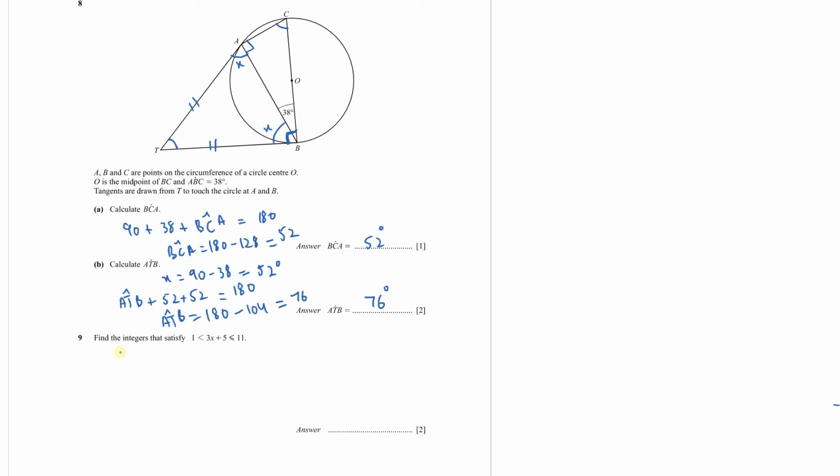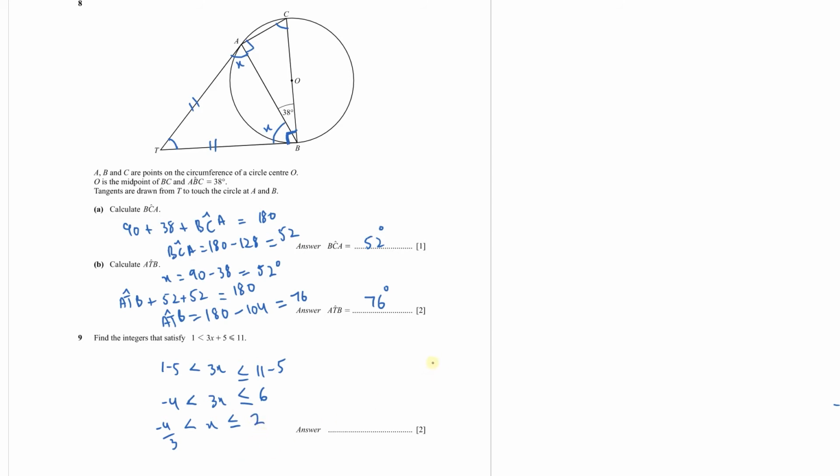Question 9 is find the integers that satisfy this inequality. So you have to make x the subject in the middle. So I will first subtract 5 from both sides of the inequalities. So 1 minus 5 is less than 3x is less than or equal to 11 minus 5. So 1 minus 5 is minus 4, is less than 3x, is less than or equal to 11 minus 5, which will be 6. And then I divide by 3 on all sides. So I get minus 4 over 3 is less than x, is less than or equal to 2.